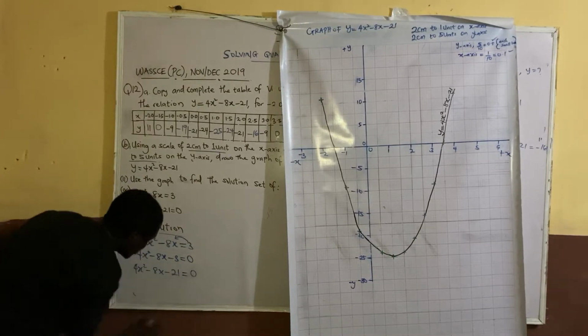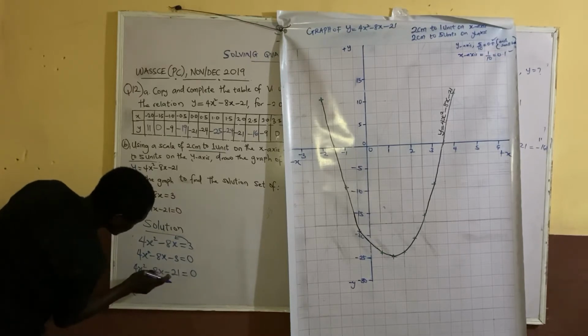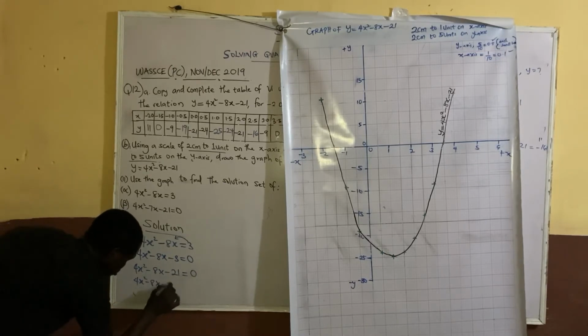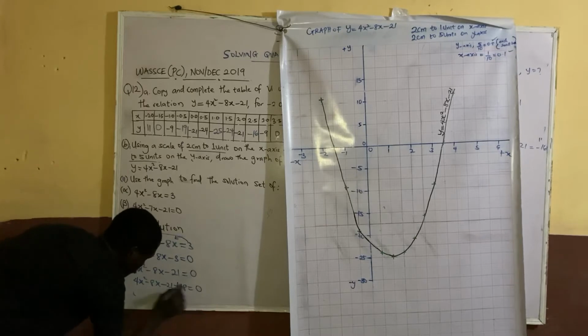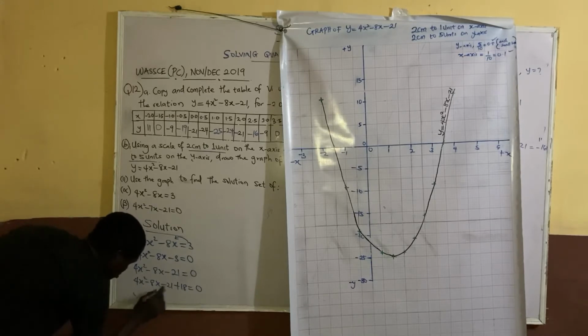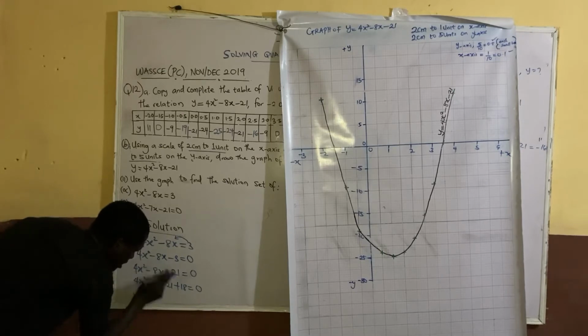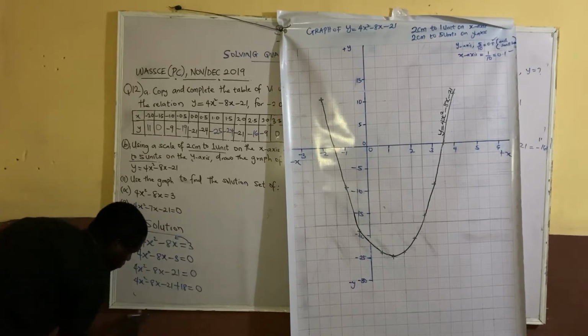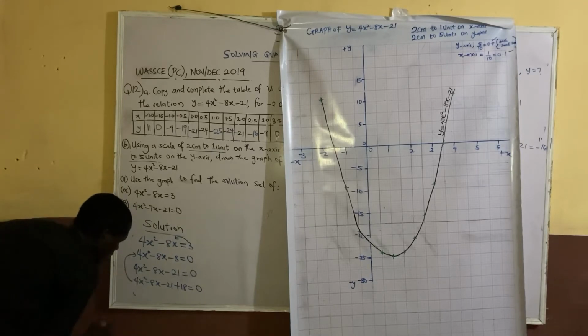minus 21 equal to 0. Now, if I add 18 to this, I will have minus 3 here. So for example, add 18, so we have 4x squared minus 8x minus 21 plus 18. Minus 21 plus 18 will give me minus 3. So if I want to get exactly this equation, I'll add 18. So now, these equations are the same.